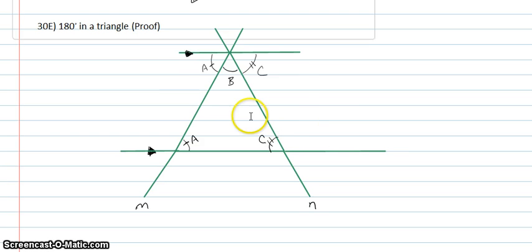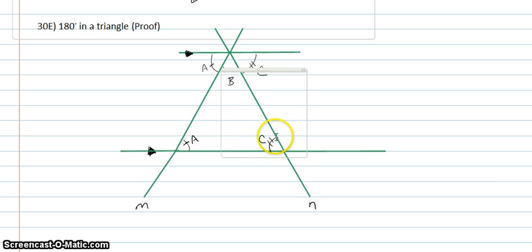Then our last topic is the 180 degrees in a triangle proof. So what we've done is extended the lines on a triangle so that we would have two lines here that are parallel, and then we would have two lines that would be transversals that would cut through the parallel lines. And just like we talked about earlier, alternate interior angles are equal, so this is A, and it would be equal to this angle up here, which we've also labeled A, because those are alternate interior angles. Those are going to be equal.